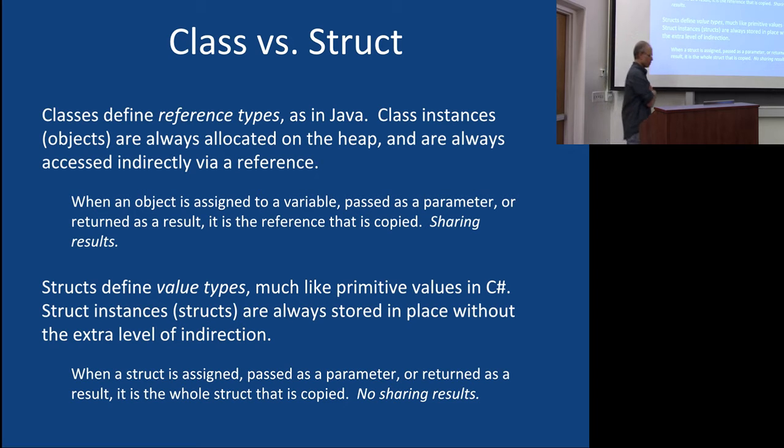And so when you pass it as a parameter, assuming you're using call by value, it's copied. The whole struct is copied. You're not passing a reference anymore. You're copying the whole struct. So the first thing to know about structs is they should be small.